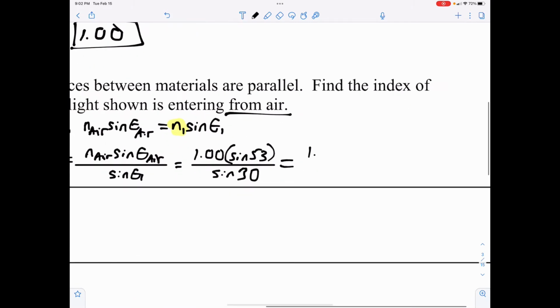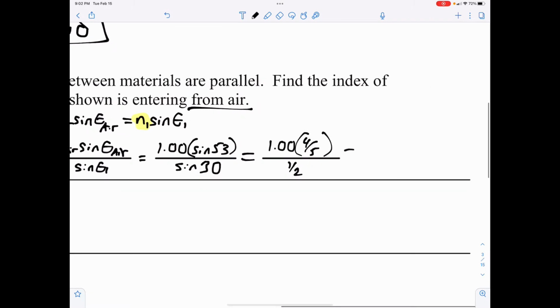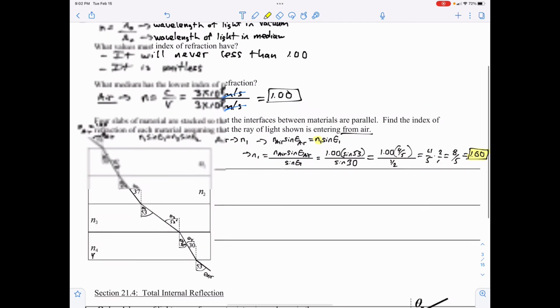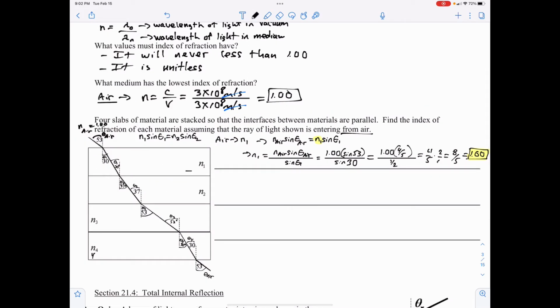Well, that's the same thing as 1 times 4/5. I'm going to use fractions because sine of 53 is about 0.8, which is 4/5. And sine of 30 is about 1/2, 0.5. Okay, so that would be the same thing as 4/5 times 2 over 1, which is 8/5, which is 1.6. So N1, right, is 1.6. Let's go ahead and label that.